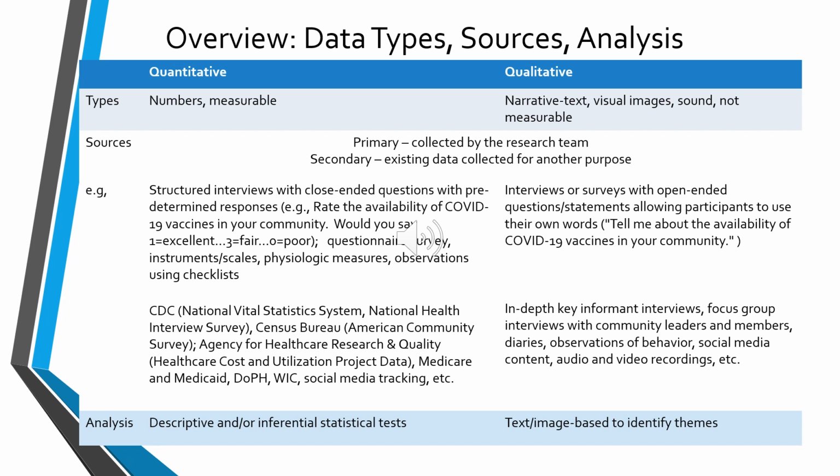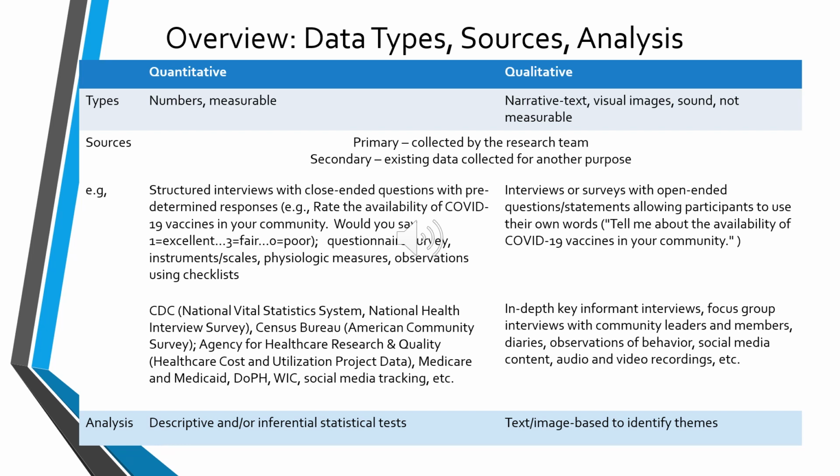Primary simply means that the research team has to collect the data. The data doesn't currently exist. Secondary means there's existing data. It was collected for another purpose.